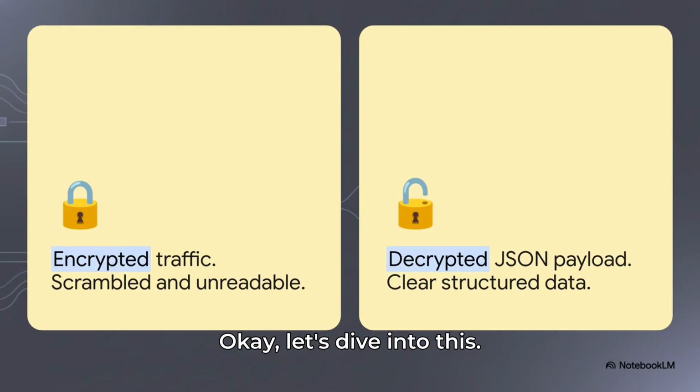Okay, let's dive into this. Just look at the difference here. On the left, you've got your standard HTTPS traffic. Now, obviously, it's encrypted by default. That's fantastic for user privacy, but man, it is terrible for debugging, because it basically just looks like scrambled garbage to us. Without a proxy, we literally can't see what the app is sending or what the server is sending back. But check out the right side. That decrypted JSON payload, that clear, structured data, that is the exact visibility we absolutely need to actually fix things.